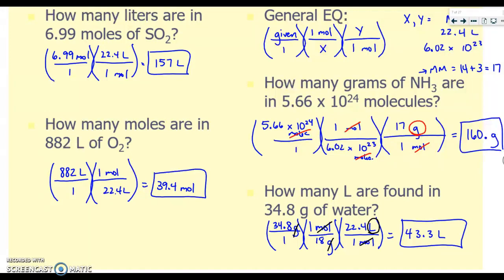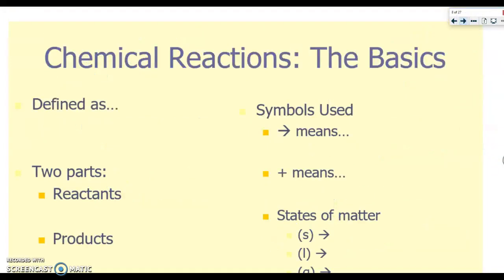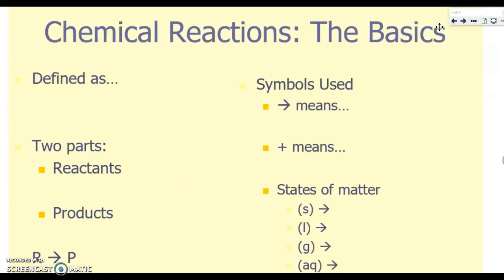Okay. Let's kind of switch gears now. We're going to start our study of chemical reactions. We're going to start by beginning with some of the basic information about a chemical reaction. A chemical reaction is a chemical change. They're interchangeable. When substances combine or rearrange into something new.